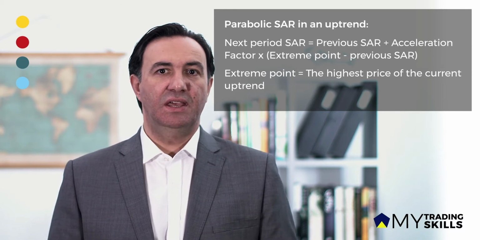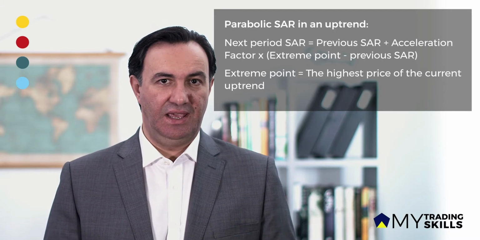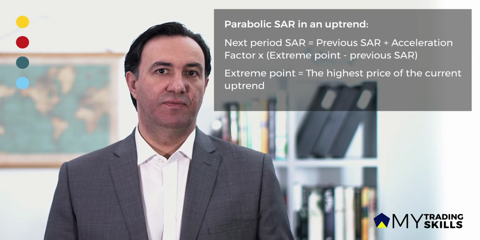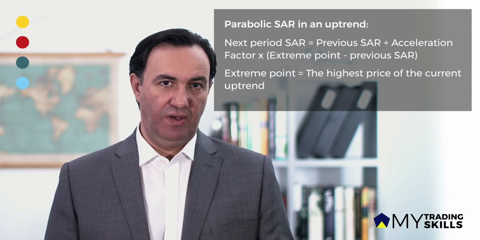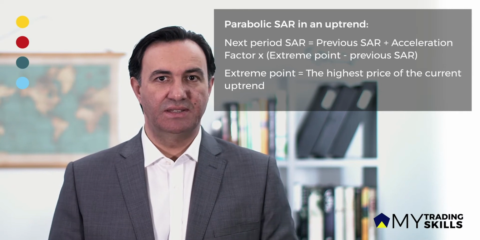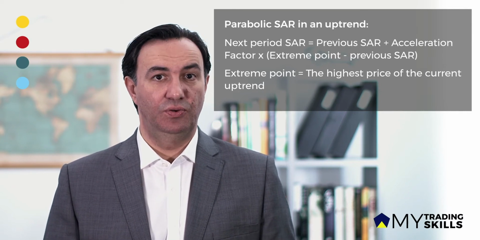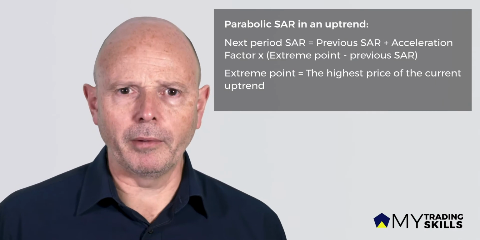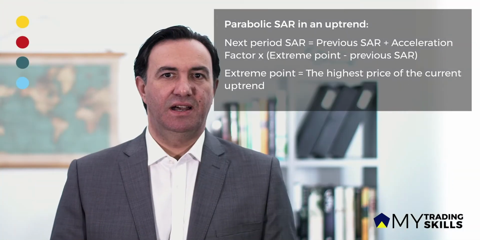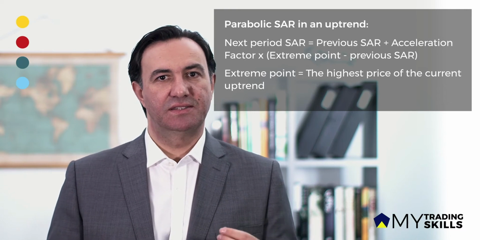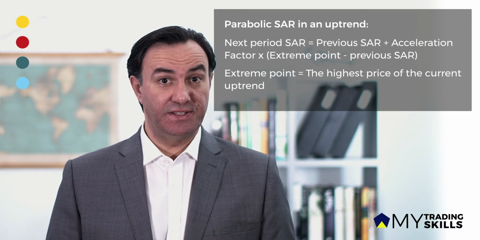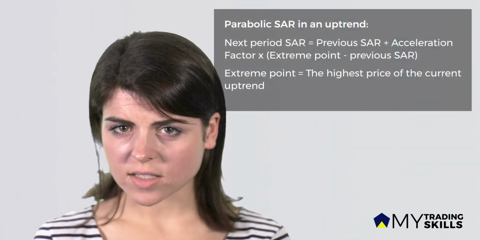There is no limit as to how long a trend can be, so there is no cap on the historical periods that the formula looks back at. However, during an uptrend, it's likely the extreme price has been in the last few periods. Okay, I'm following. It wouldn't really be much of an uptrend if it wasn't. The previous SAR is then taken away from the extreme point and multiplied by the acceleration factor. And what's the acceleration factor?